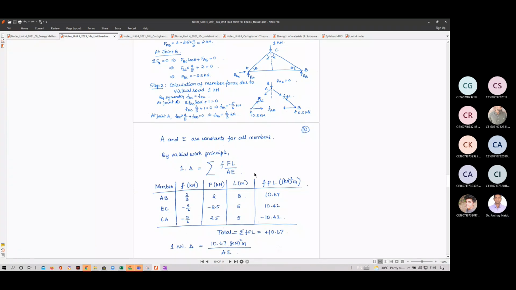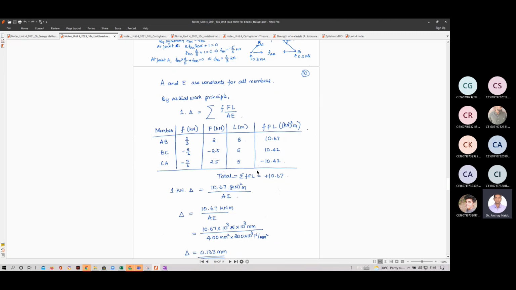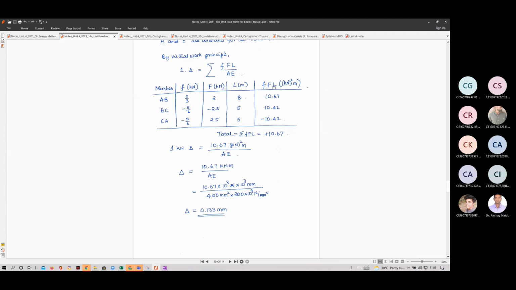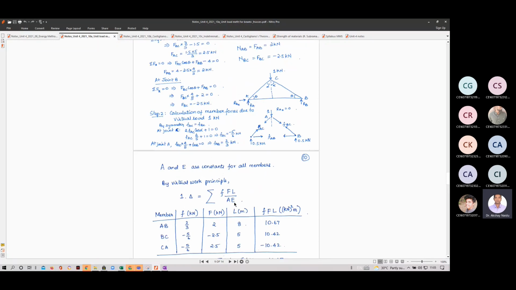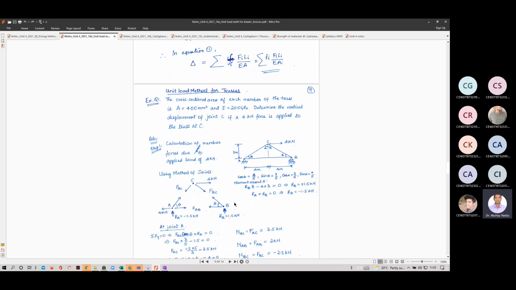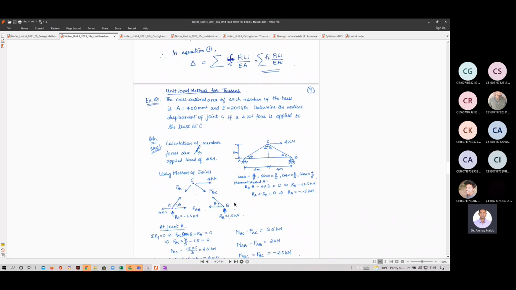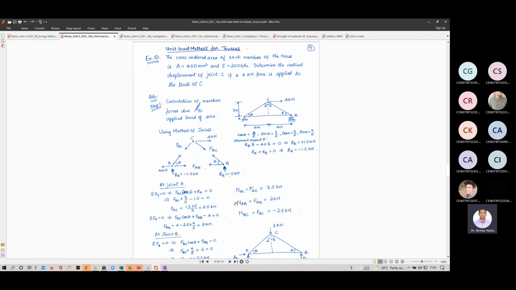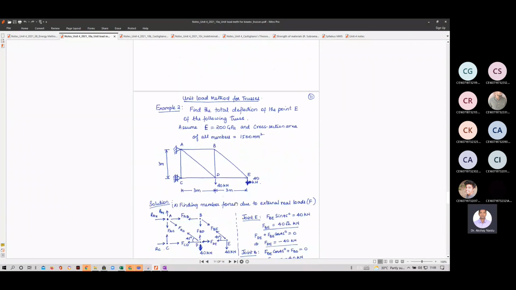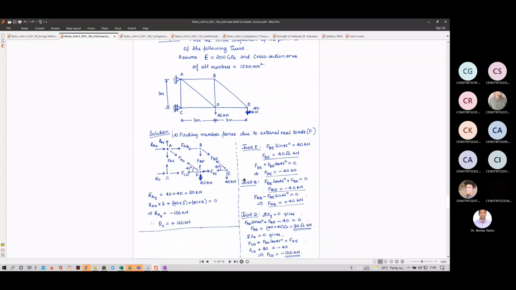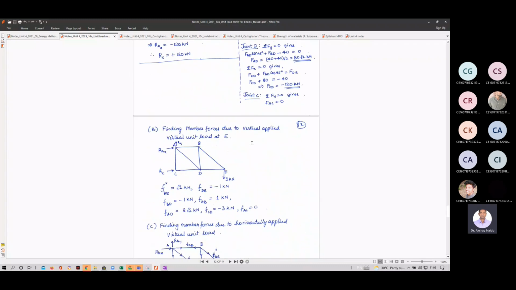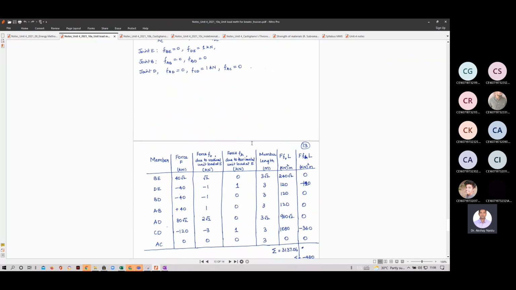I multiply. When I multiply that, I get this result divided by AE. So I'll get kilonewton meter by AE. I get exactly the same value, 0.133. So this is the method of virtual load, unit virtual work, that is the unit load method applied to trusses. Okay, this is another example. You can do this by Castigliano's theorem also, and this is by the unit load method.